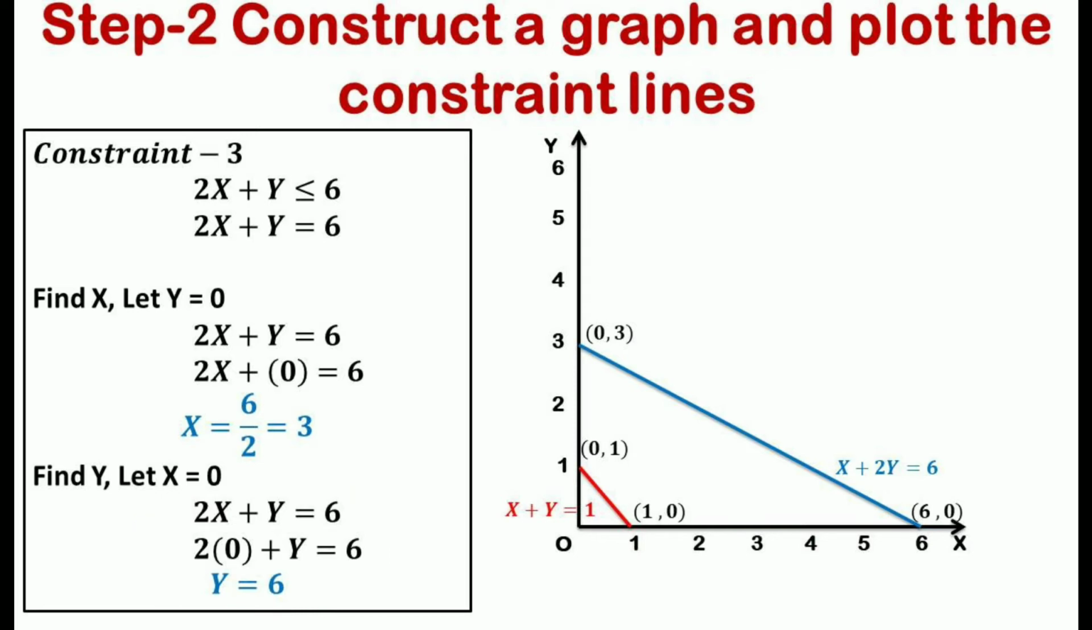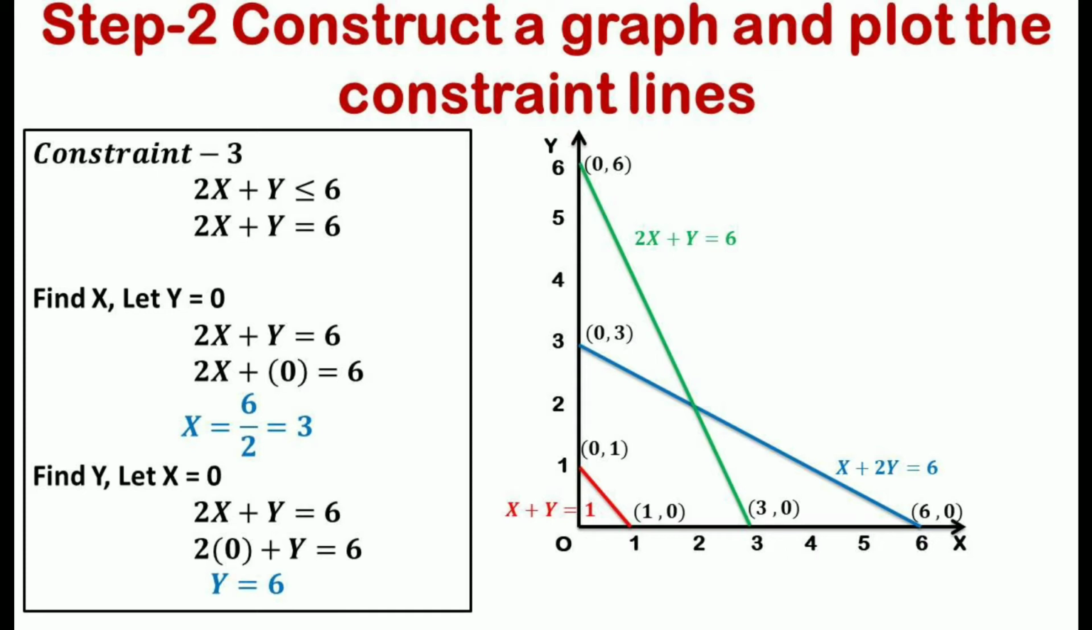After calculating the coordinates from the third constraint, now we are going to plot and draw another line joining the 2 points where x is equal to 3 and y is equal to 6 to represent the third constraint. So this green line is the third constraint. Every point on the line satisfies the equality of the equation, and every point below the line will satisfy the inequality sign because the third constraint also shows less than or equal to 6.